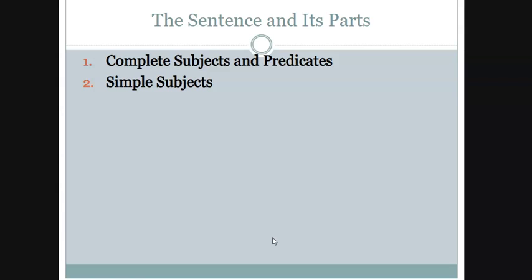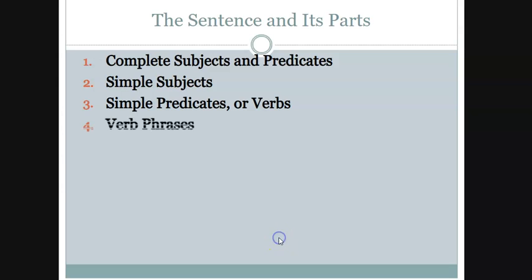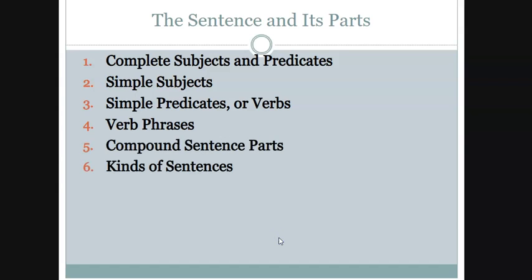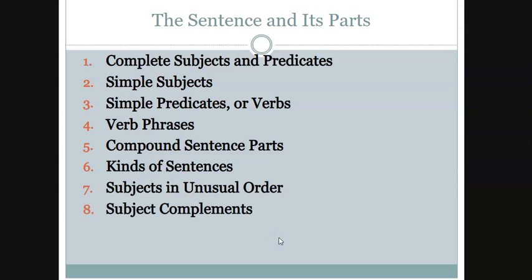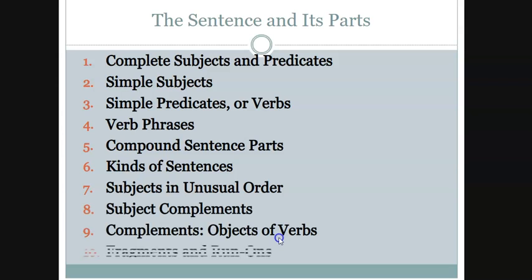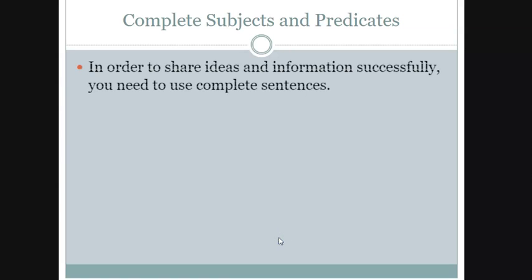Let's start our lesson with the parts of the sentence. The first one is the complete subject and predicate. The second one is the simple subject. The third one is the simple predicate or verb. And then the verb phrases, compound sentence parts, kinds of sentences, subjects in an unusual order, subject complements, and the complements object of verbs. The last one is fragments and run-ons.